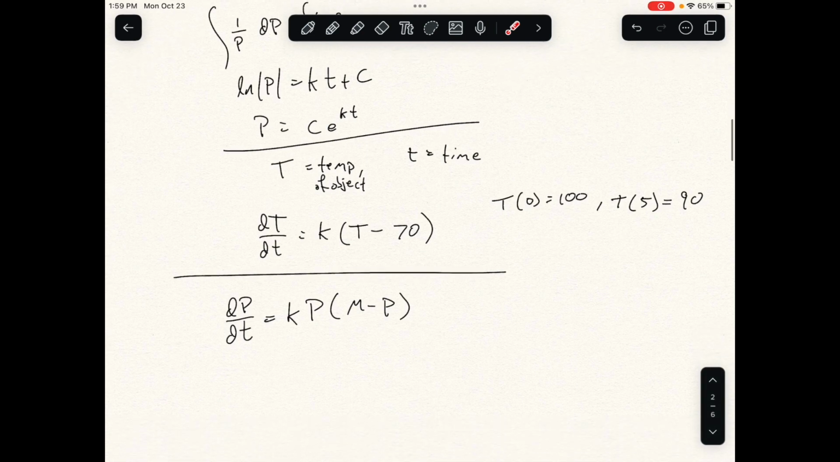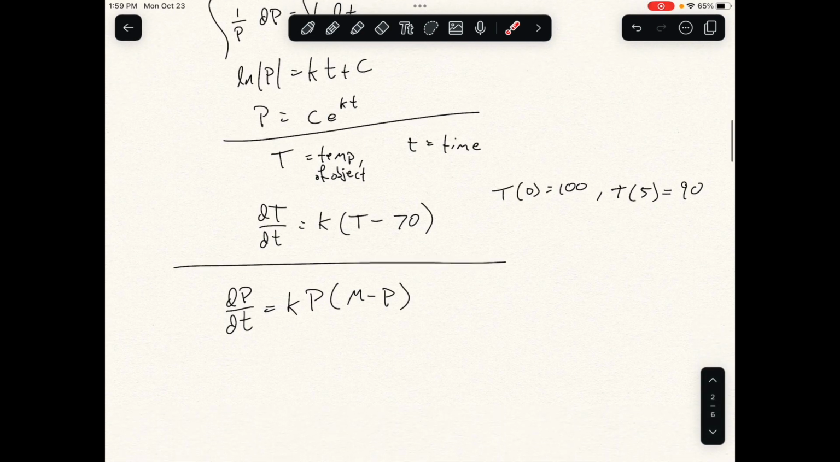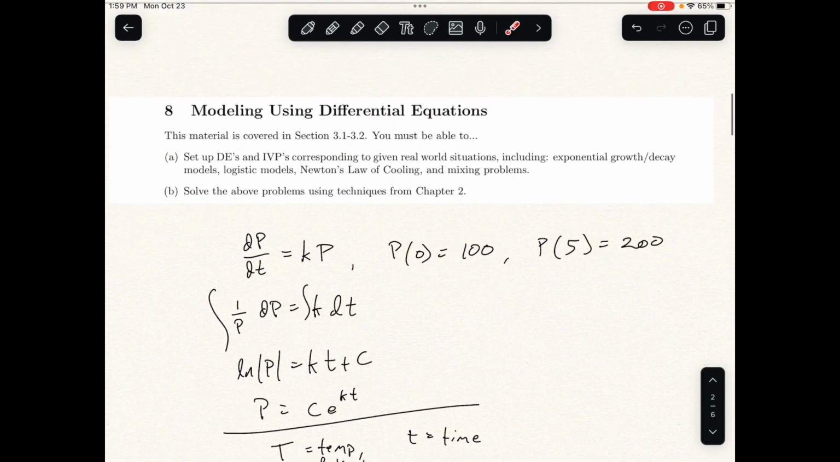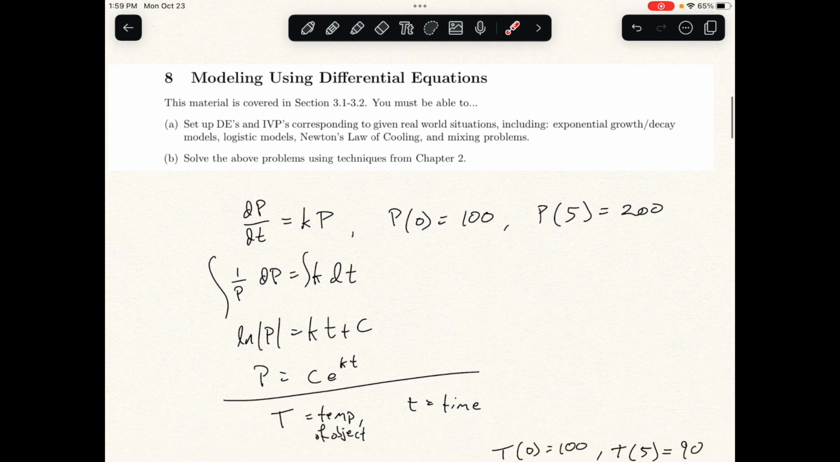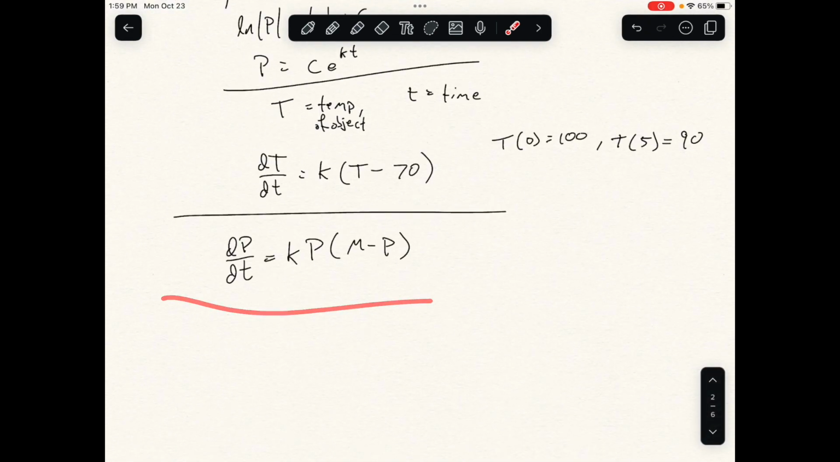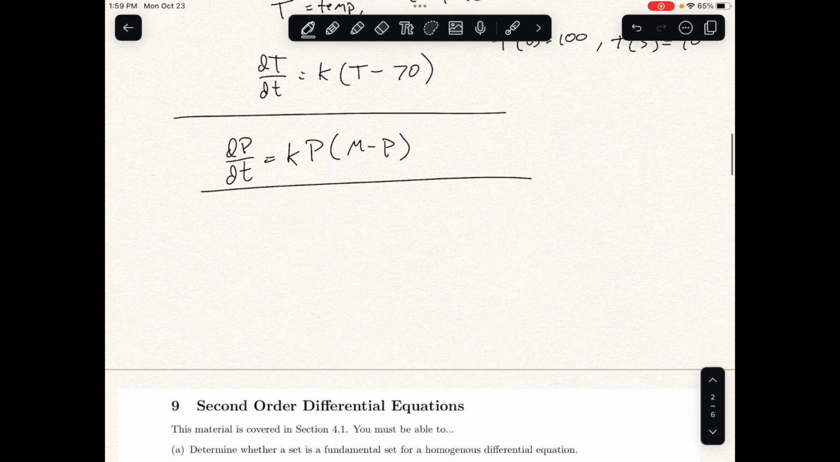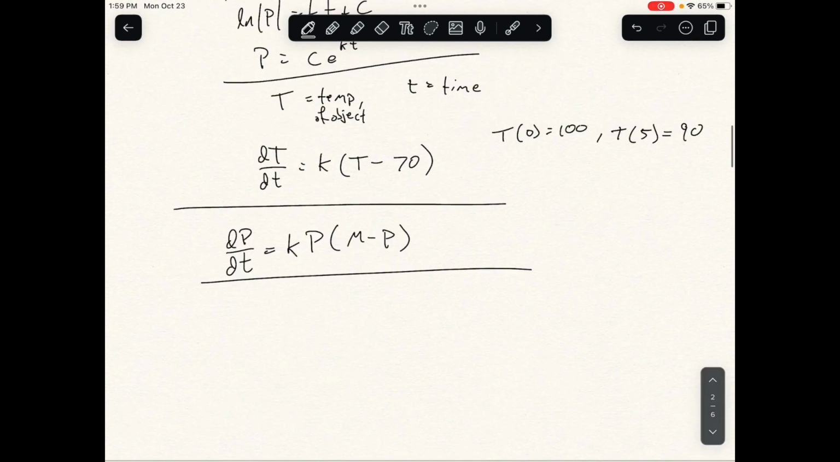And then let's see, Newton's law of cooling, just covered that. Mixing problems, there's not a standard differential equation to go with that, but those are the ones that have some mixture.